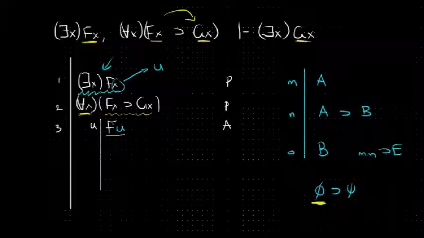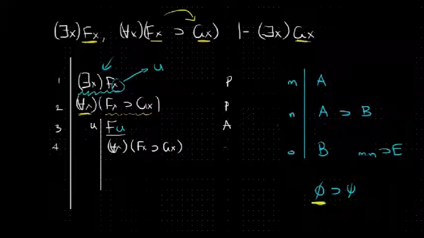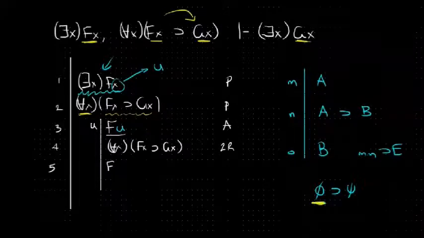Okay, well now, if we remember, the problem that we had before was that we could get our conditional on its own, and I'll do that here by reiterating up every x, if Fx then Gx, that's line 2 reiteration, and then eliminating the universal quantifier to get F, and again I'm going to replace the variables here with my parameter.